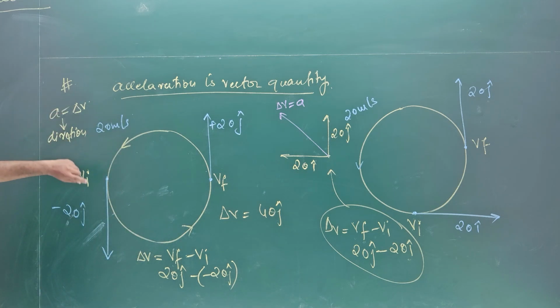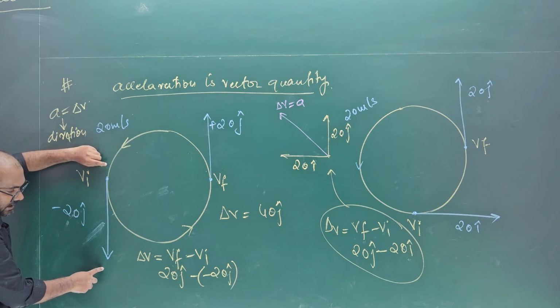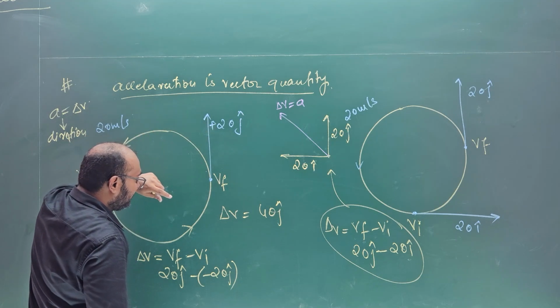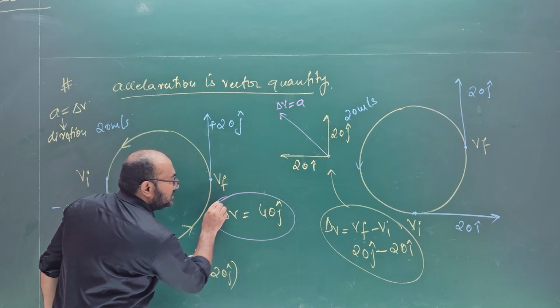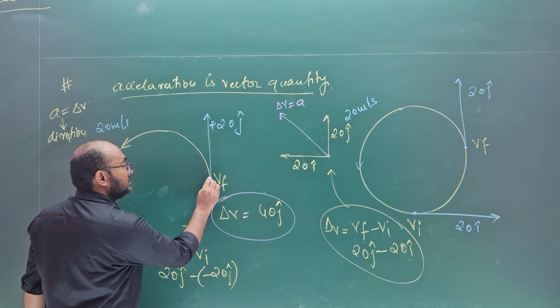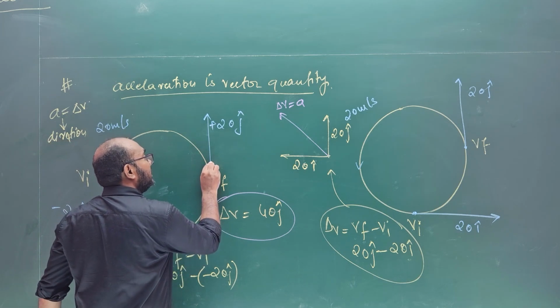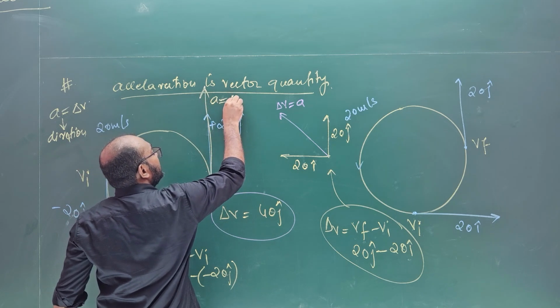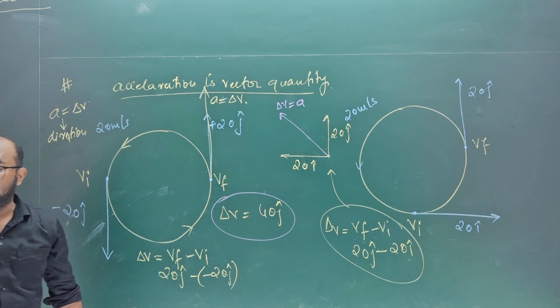Now in this one, minus 20 j cap is moving in the downward direction and plus 20 j cap in the upward direction. After solving that, we got delta V equal to 40 j cap. Where is that direction? Yes, the direction is over here. So acceleration has this direction, that is delta V.